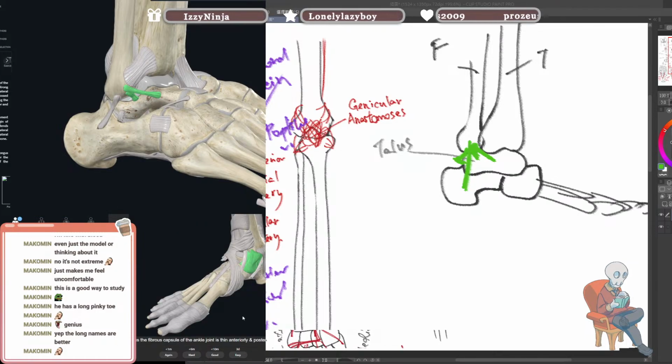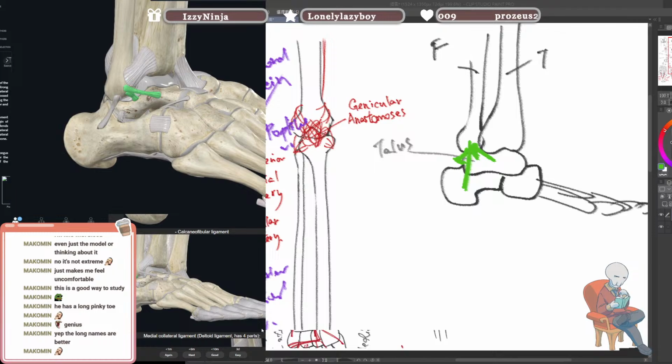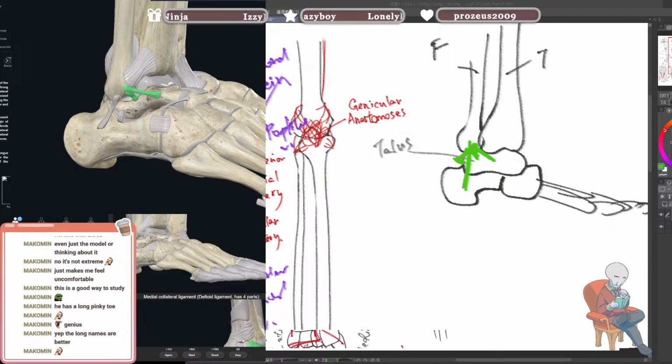Thus the fibrous capsule of the ankle joint is thin anteriorly and posteriorly. It says that the fibrous capsule was thin in the front and back because all the ligaments wrapped the ankle around the side, the 2 sides instead of the front and back.